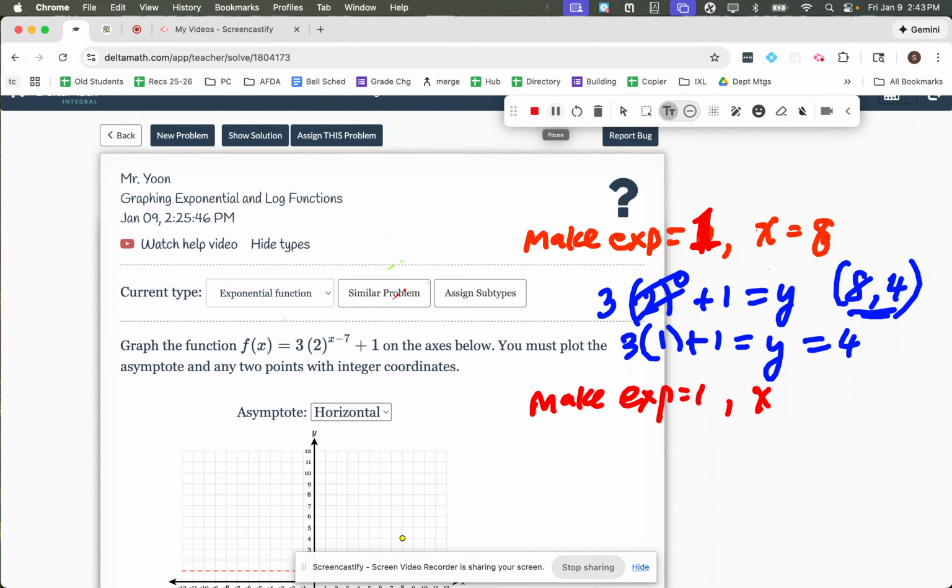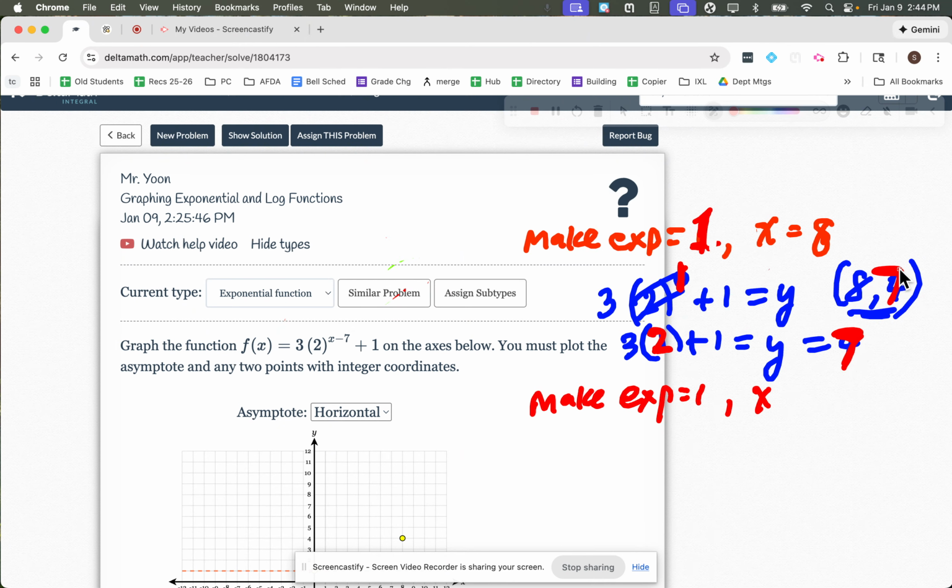Sorry, I think I made a mistake here. Having the x equal 8 will make the exponent into a 1. So the calculation was wrong. It would end up being 2 to the 1, which is just 2. And then 3 times 2 plus 1, the y would equal 7.